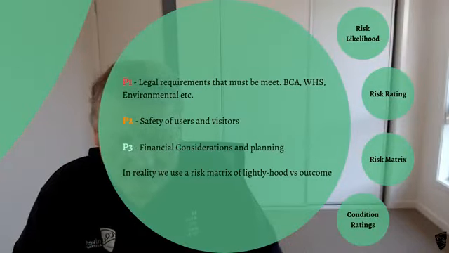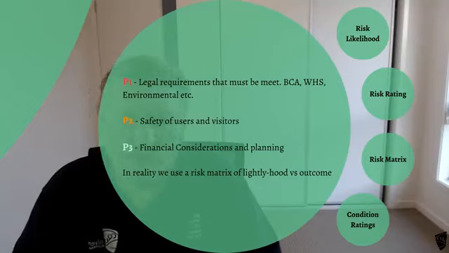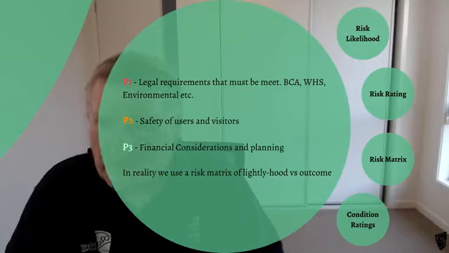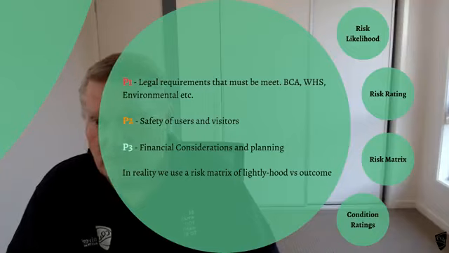How do we prioritise the maintenance? Well, the most important ones, the P ones, is it legally required? If it's legally required, Building Code of Australia, Work Health Safety, Environmental Protection Acts, disability access, all that sort of stuff, you've got to do them. So they take money off the top straight away of your budget.